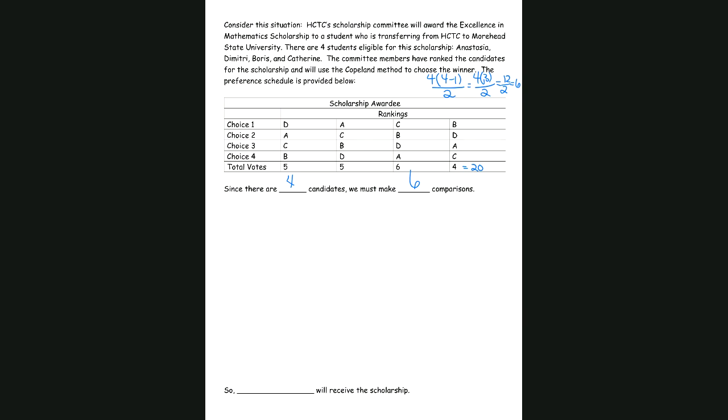I have to compare Dimitri to Anastasia. I have to compare Dimitri to Boris. I have to compare Dimitri to Catherine. Okay, I have to compare Anastasia to, something's going on here. It doesn't like me in that space. I have to compare Anastasia to Dimitri, but I've already done that here. I have to compare Anastasia to Boris. I have to compare Anastasia to Catherine.